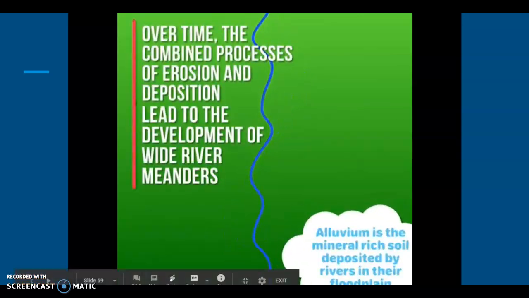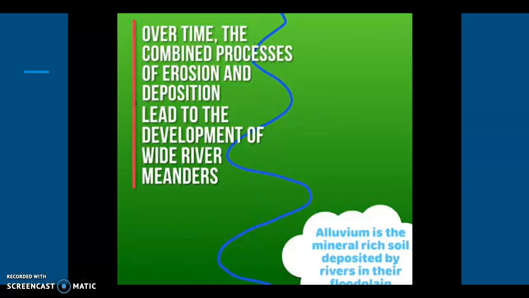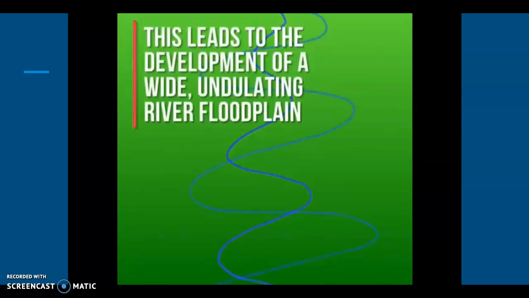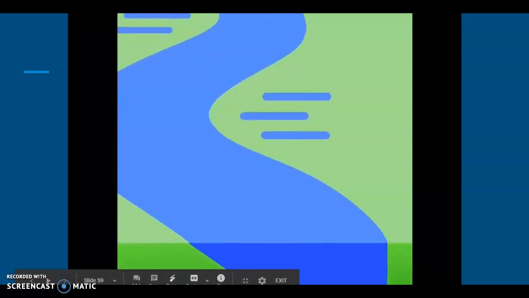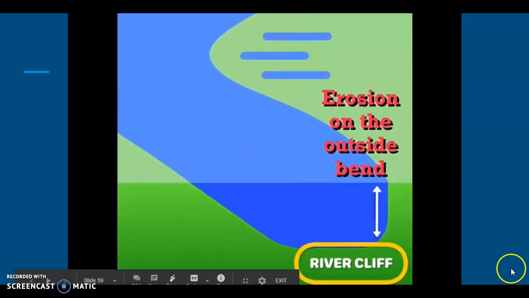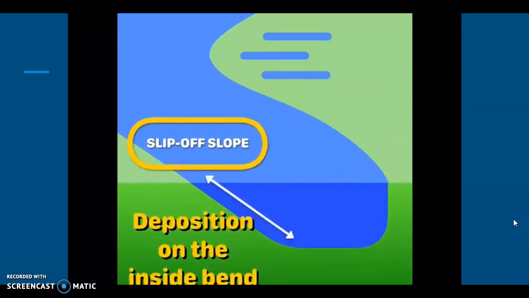Over time, the combined lateral erosion and deposition of alluvium will lead to the development of wide meanders. In turn, this leads to the development of a wide river floodplain. Erosion of the outside bend of a meander leads to the development of a steep bank known as a river cliff. Deposition on the inside bend leads to the development of a gently sloping slip-off slope.